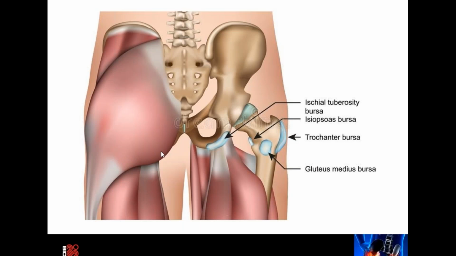There are quite a few bursa. Bursa are fluid-filled sacs that decrease friction between moving parts. One of the most common conditions of the hip is trochanteric bursitis. And occasionally you may also get ischial tuberosity bursitis or even gluteus medius bursitis as well.